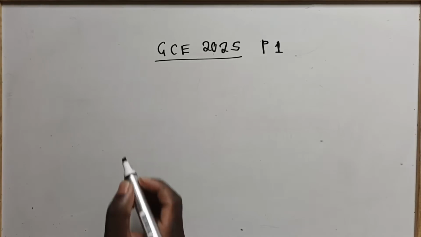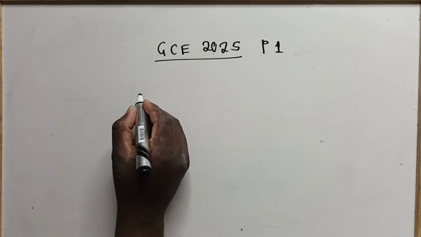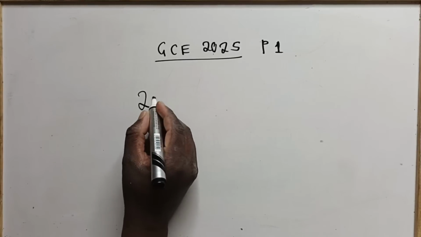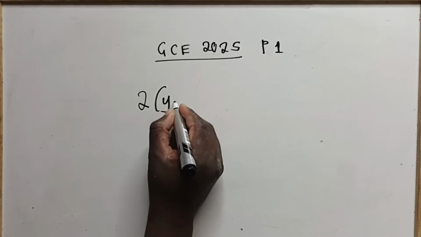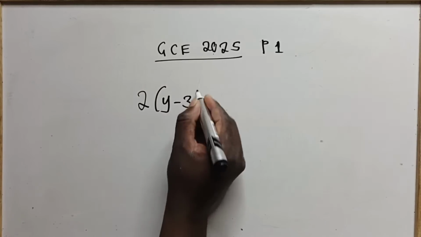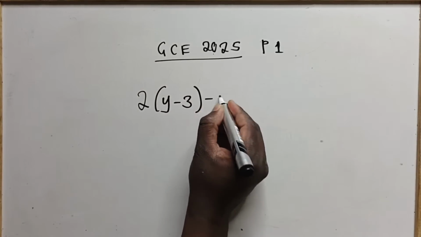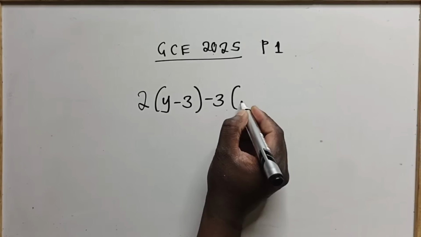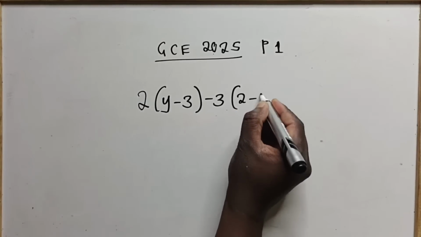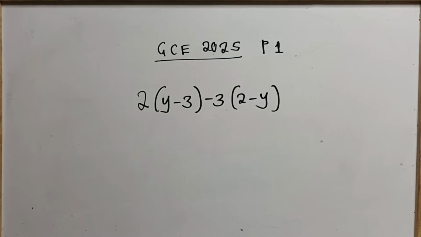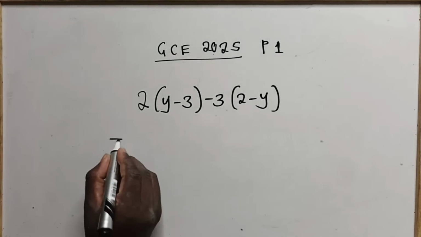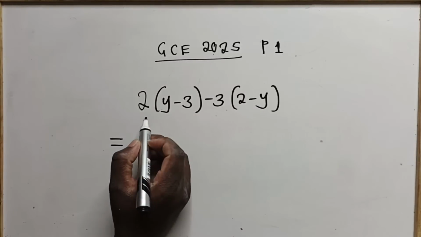So they're saying simplify. So this is simplify 2y minus 3 inside the brackets minus 3, 2 minus y. So this is 2025. All right, so the first thing that you're supposed to do here is just to get rid of the brackets.